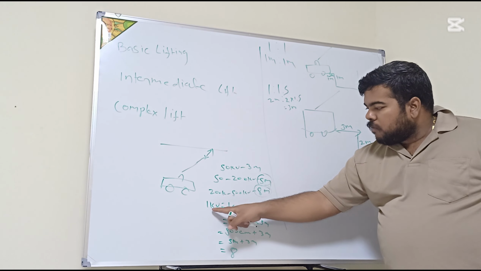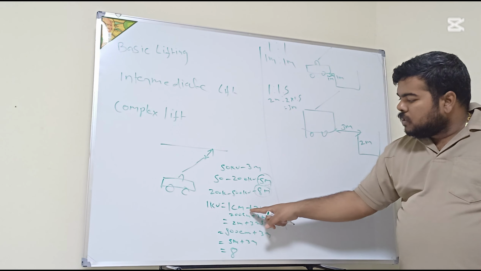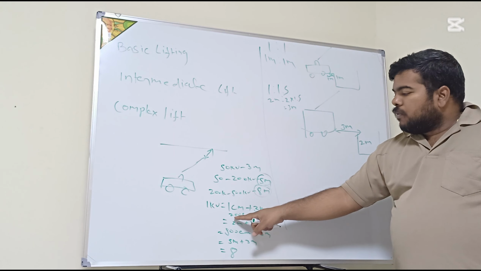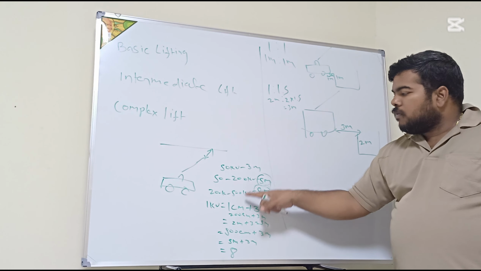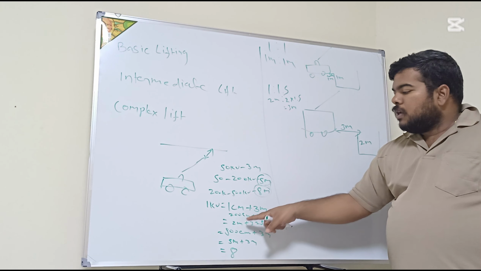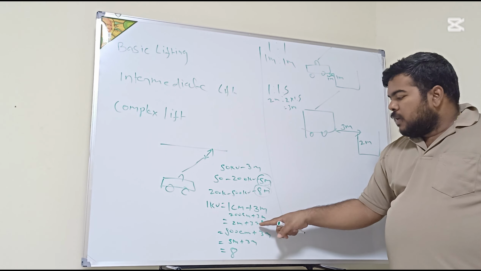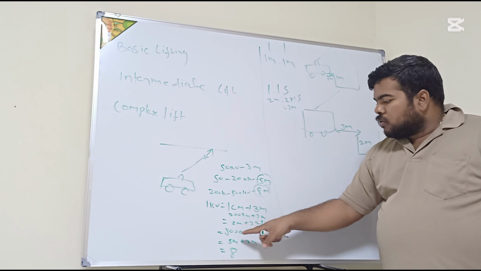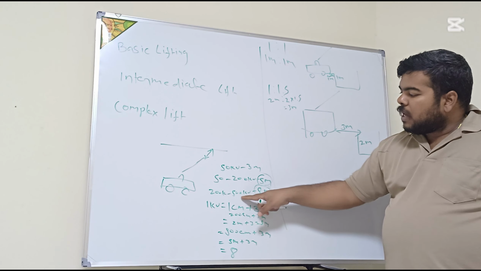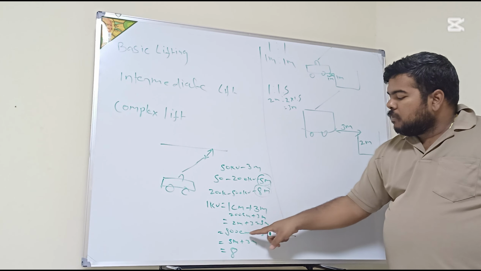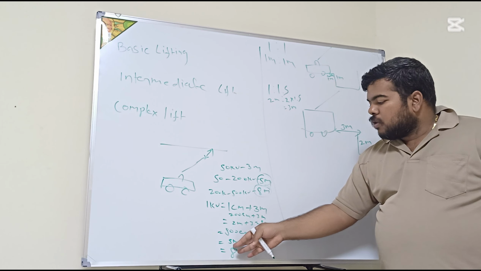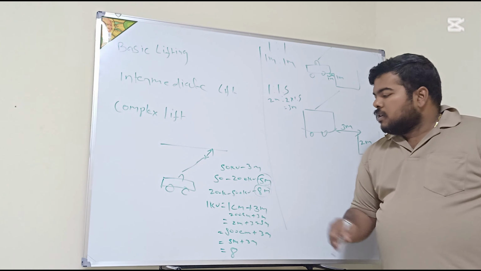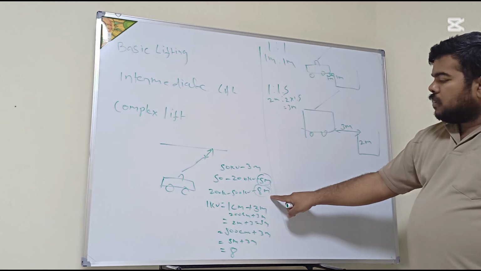So how to calculate? 1 kilovolt is equal to 1 centimeter plus 3 meter. If you calculate for 200 kilovolts, it is 200 centimeter plus 3 meter. Converting 200 centimeter into meter, you get 2 meter plus 3 meter, which is equal to 5 meters. Same for 500 kilovolt: 500 centimeter plus 3 meter, converting 500 centimeter into meter gives 5 meter plus 3 meter, which is equal to 8 meters. So here it is, you can see.